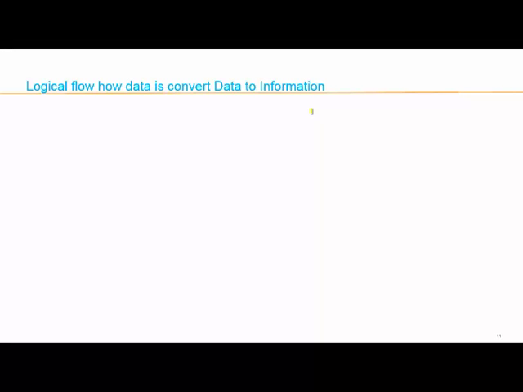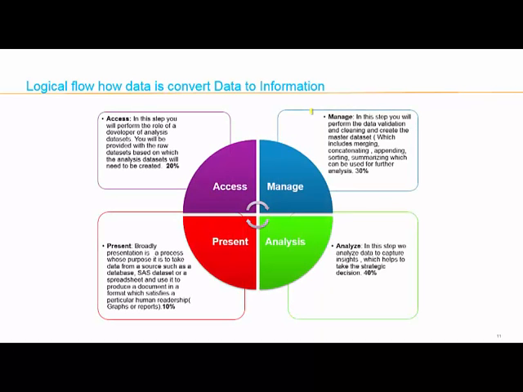In this slide we're going to see how data is converted into information. Whenever you work with any tool or any company, we normally do four major jobs. One is data access, second is data management, third is analytics, and fourth is presenting. Whenever you work with any data analytical project, these are the major things everyone will do.